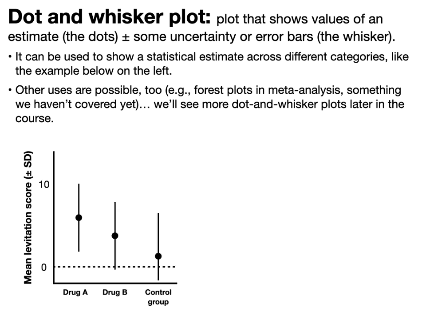So here's an example of just made up data. Some drug that's supposed to influence levitation, right? So we've got an estimate for each of our groups. Some people got drug A, drug B, some people got control. So maybe this is the mean score, and then the whiskers there, and then the axis tells us what the whiskers are, that they're standard deviation.